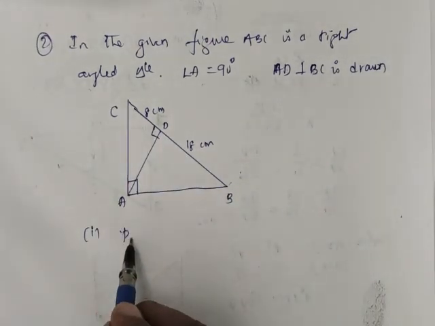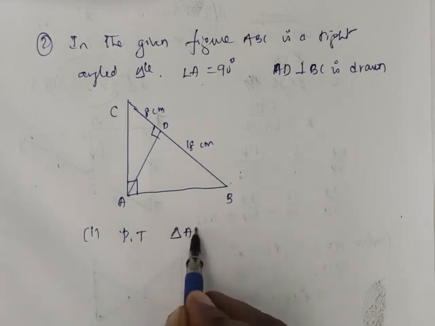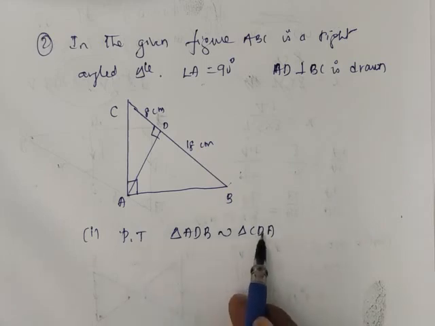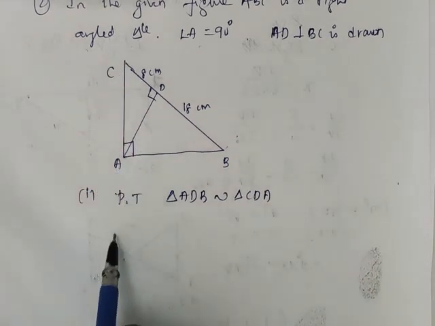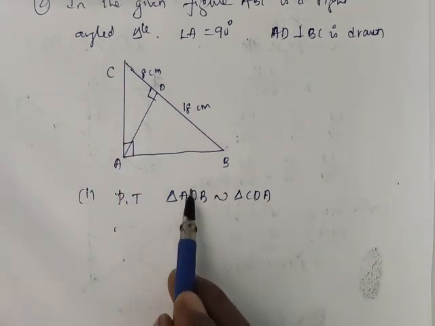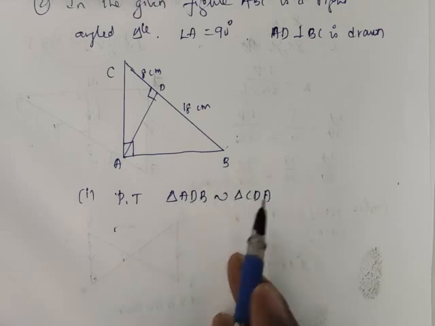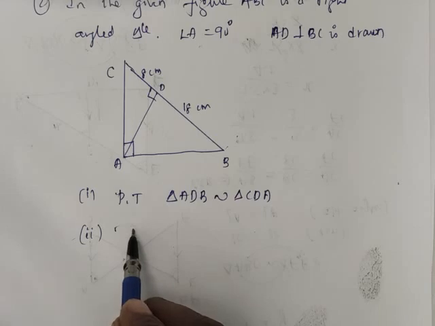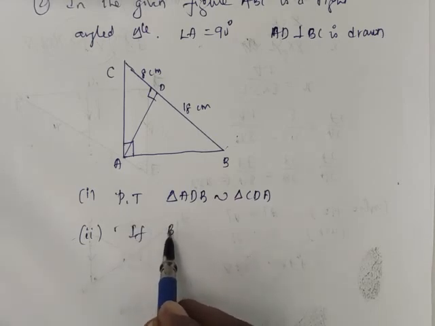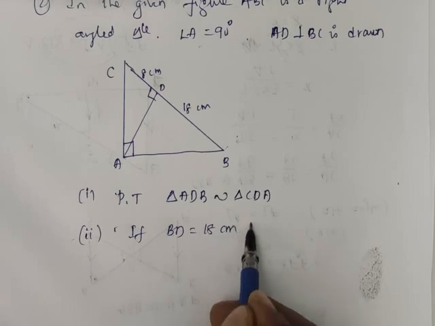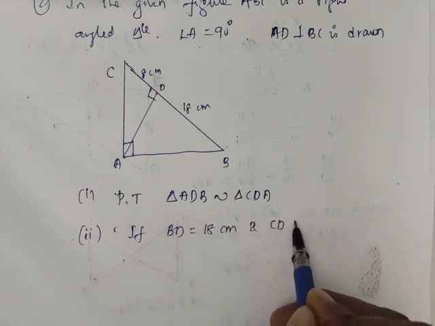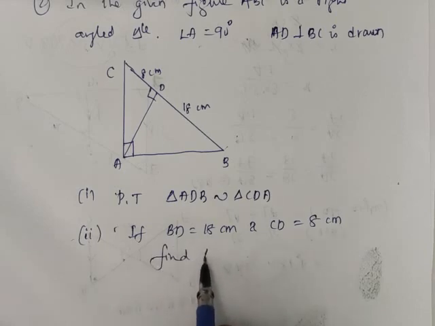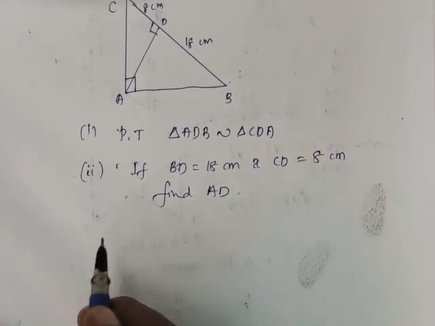First question, prove that triangle ADB is similar to triangle CDA. First equate angle A equal to angle C, angle D equal to angle D, and angle B equal to angle A. Write the reason as well, by AA postulate. Prove that. If BD equal to 18 centimeter, it is given already in the diagram, CD equal to 8 centimeter, find the length of AD.